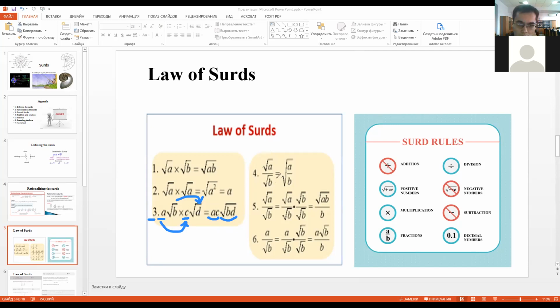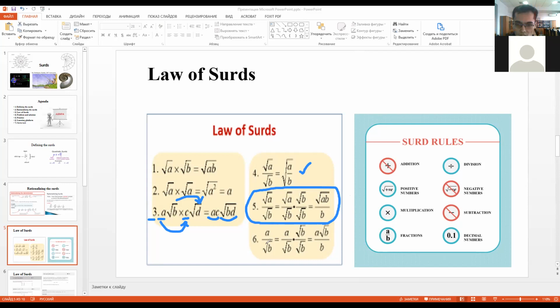When it comes to the division of surds, if you have surds in the numerator and denominator, you can take the surd of the fraction like this. This is the fourth rule. And the operation we've applied so far is used in rationalization, where you multiply the conjugate to the numerator and denominator. Understand this? Yes.